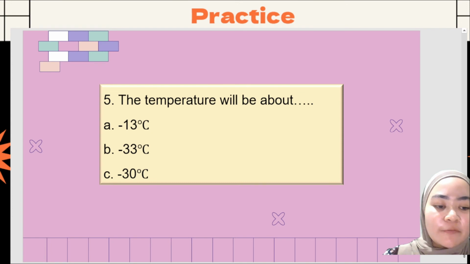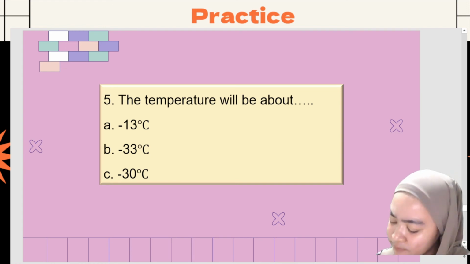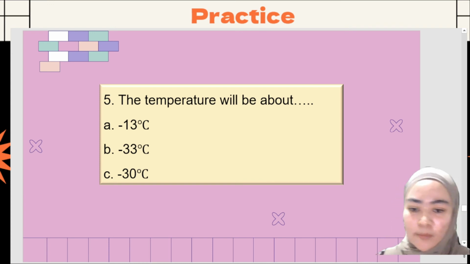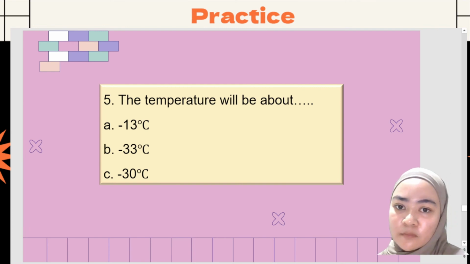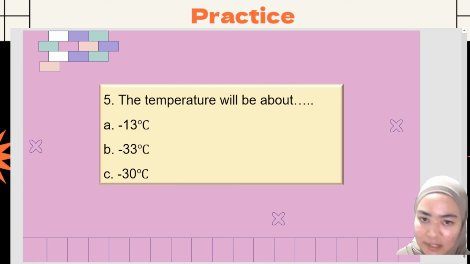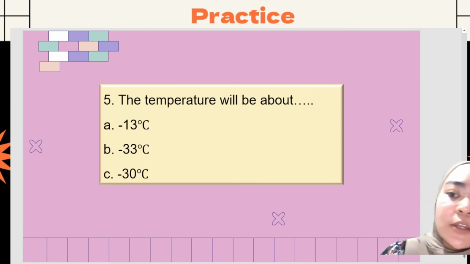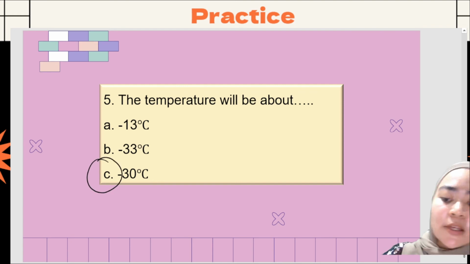Alright, okay, proceed with number five. Can I have Darson? Can you read number five? The temperature is about 38. Yes. Okay, so your answer is A, B or C? I can't hear you. A? B. B. Alright. Thank you, Darson. Okay, the answer is C, which is negative 30 degrees Celsius. The answer is C.